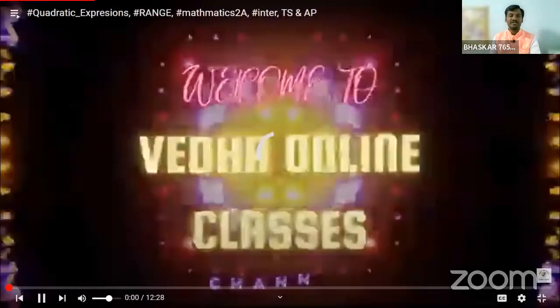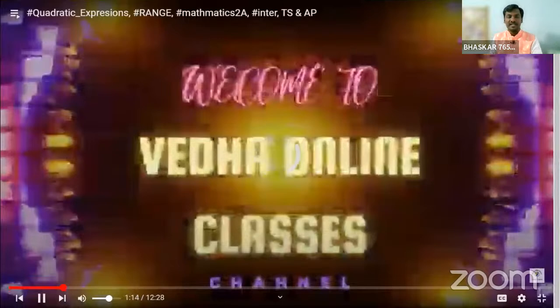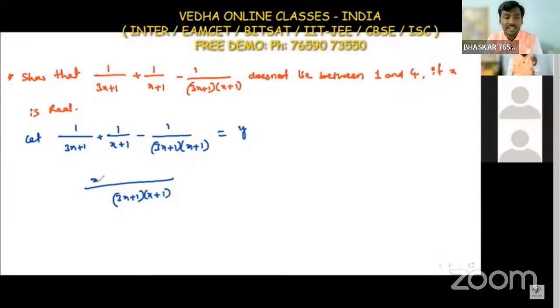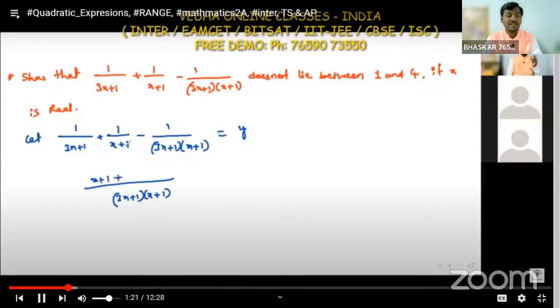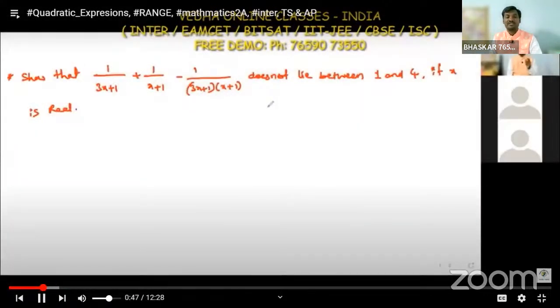This question is from quadratic expressions, and this is a compulsory question from the range concept. Just look at the question. Show that 1 divided by 3x plus 1 plus 1 divided by x plus 1 minus 1 divided by (3x plus 1) into (x plus 1) does not lie between 1 and 4 if x is real.